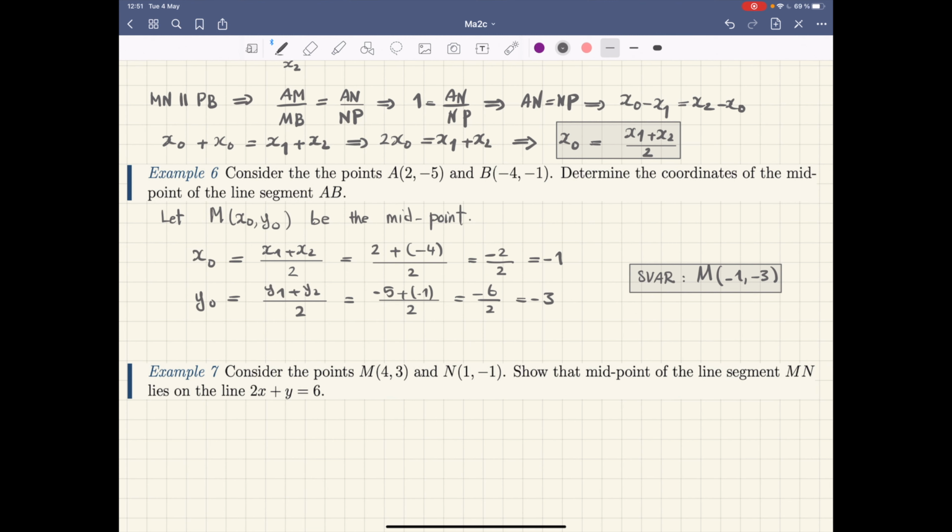The question is clear. I have 2 points, there is a midpoint, there is a line. I want to show that that midpoint is on the line. Just tell me what to do.